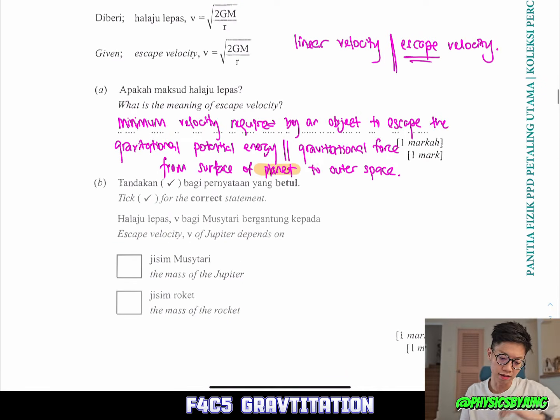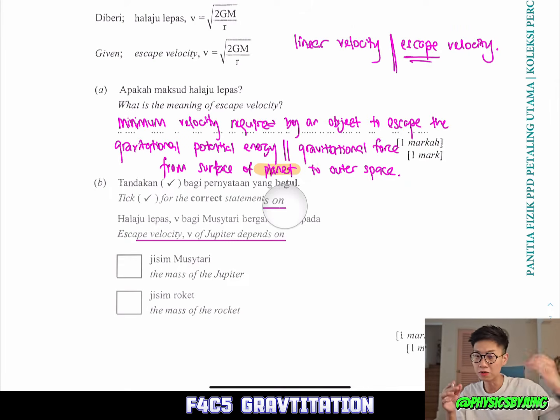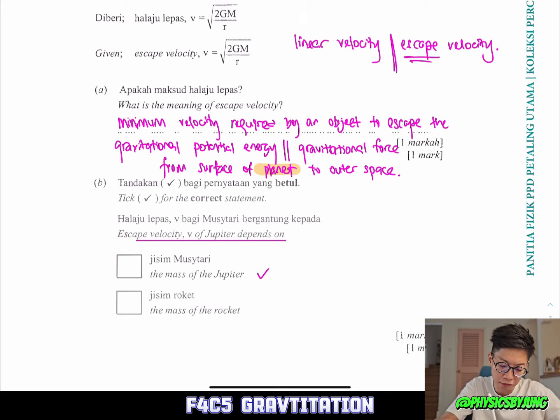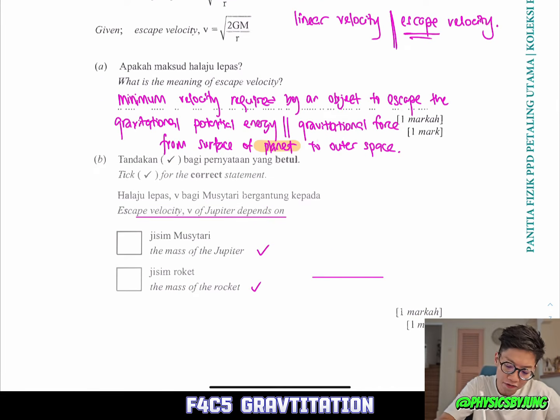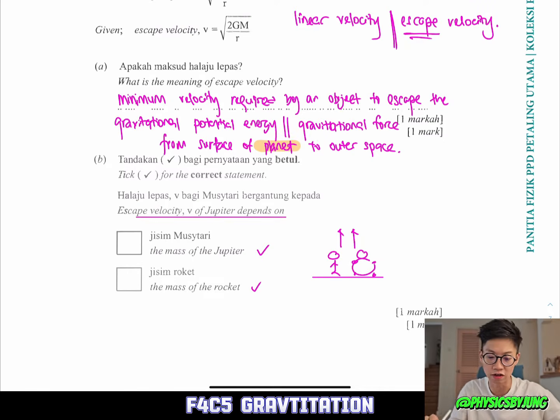Now, the escape velocity of Jupiter, which means you want to escape from Jupiter, will depend on the mass of Jupiter or the mass of the rocket? This is a very good question. Imagine I've got a thin guy versus a fat guy. If both of us want to escape from Jupiter, who needs a higher velocity? The answer is actually that you need the same velocity.